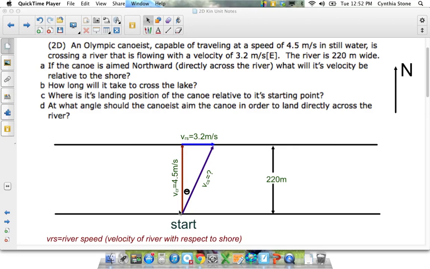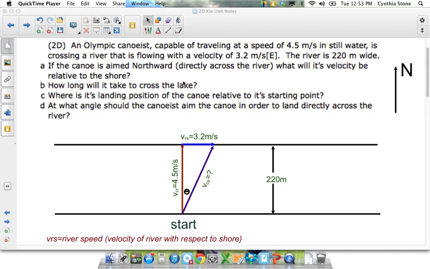If you're going directly across the river, you are headed due north. The river has its own velocity of 3.2 meters per second east, so the water is traveling this way. In part A, the canoeist, who in still water could go 4.5 meters per second, is aiming directly across the shore. This red vector represents where they're aiming. However, because of this water current, obviously the canoe is going to get pulled downstream.